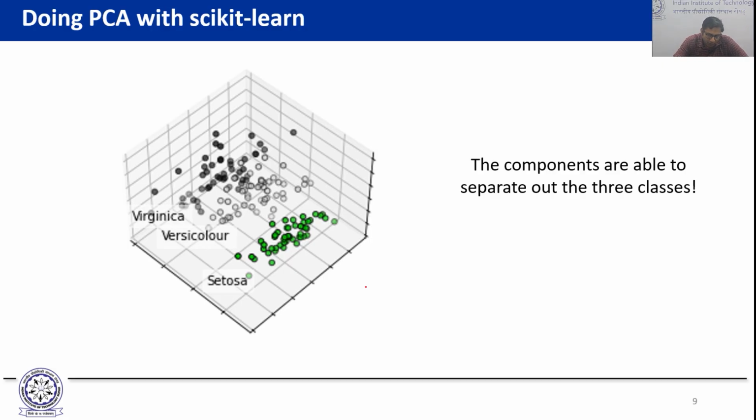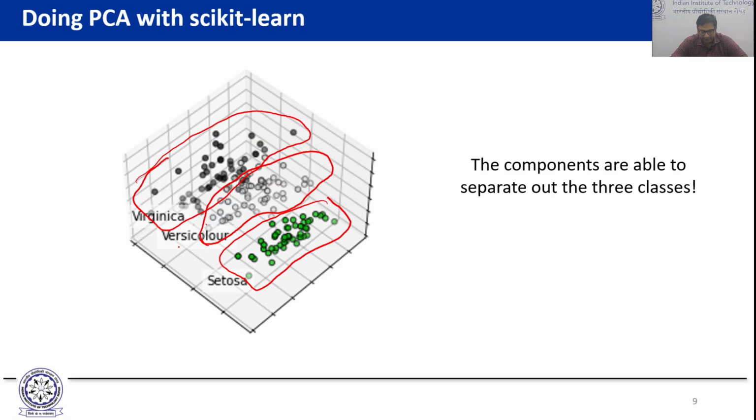And what you now notice is you are able to separate out the different species of iris by using these principal components. So after doing the principal component analysis, you are able to start identifying and separating out the data that belongs to the 3 different species of iris.